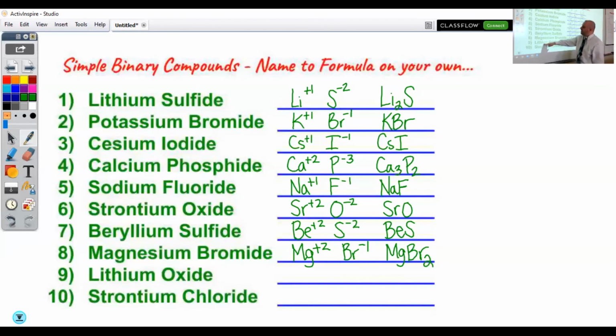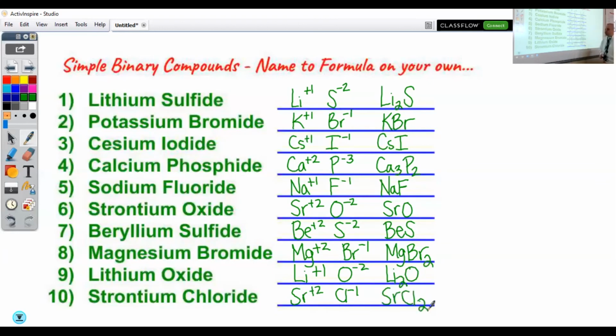In our 9th example, we have lithium, that's in group 1 on the periodic table, so it's a +1. We have oxygen, oxygen is in group 16, so we have a -2 charge. In order to balance out these 2 charges, we're going to need 2 copies of our lithium. So Li2O. Finally, in example number 10, we have strontium that has a +2 charge. It's in group 2 on the periodic table. We have chlorine that's in group 17. So that's a -1 charge. We'll need 2 copies of the chlorine, -1, in order to balance out the +2 charge.